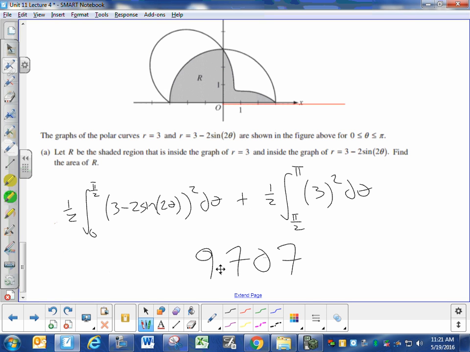9.707 is your answer. Who got it? Okay, 3 of us. Let's see if anybody else can get it. 9.707. Got it? Good. Can you do that? Yeah. No, you can't.